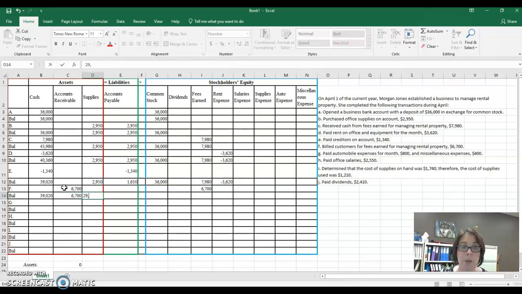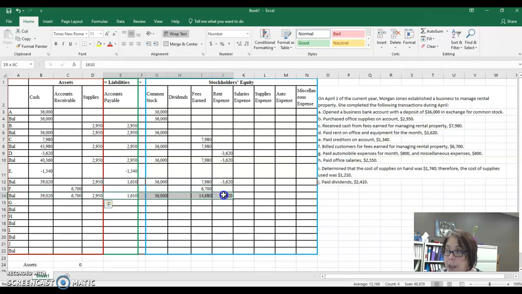We still have our supplies. We still have what's left in our accounts payable. We have common stock at 36,000. Now our fees earned, adding the 7,980 to the 6,700, and we still have our minus 3,620. If I add these three up, it's 48,670. We are still in balance.